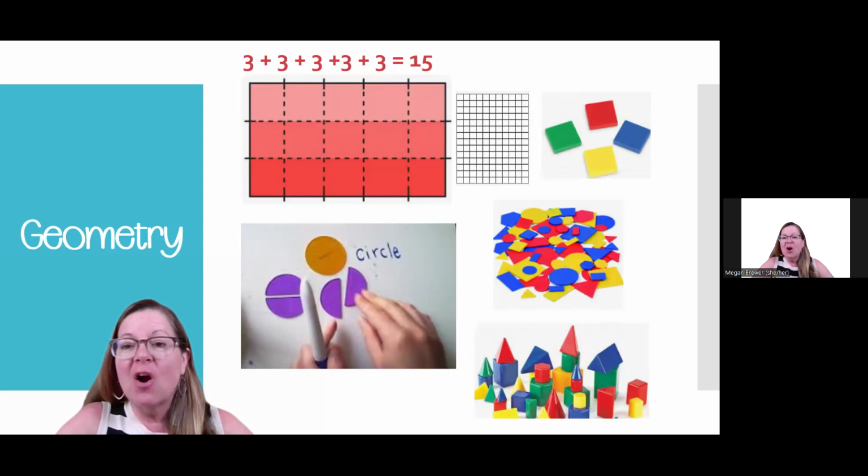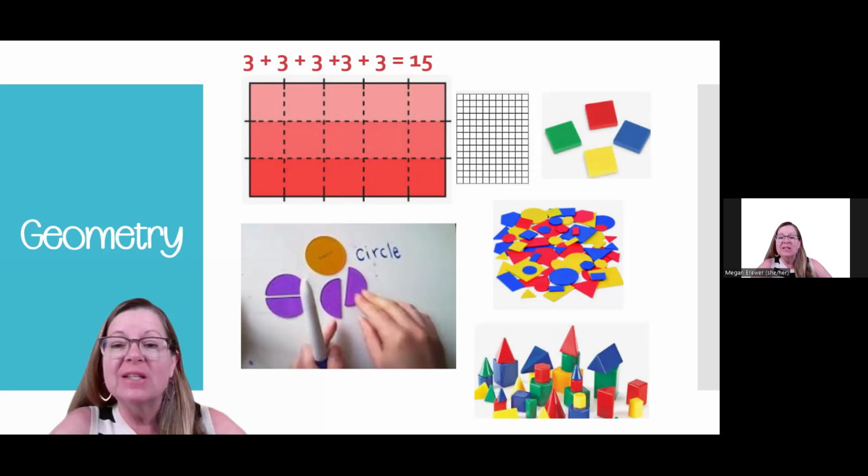Geometry. Here are the geometry standards for second grade. Recognize and draw shapes having specified attributes such as a given number of angles or a given number of equal faces. Identify triangles, quadrilaterals, pentagons, hexagons, and cubes. Partition a rectangle into rows and columns of same size squares and count to find the total number in them. We can provide the math tools of grid paper and inch tiles to help with that idea.